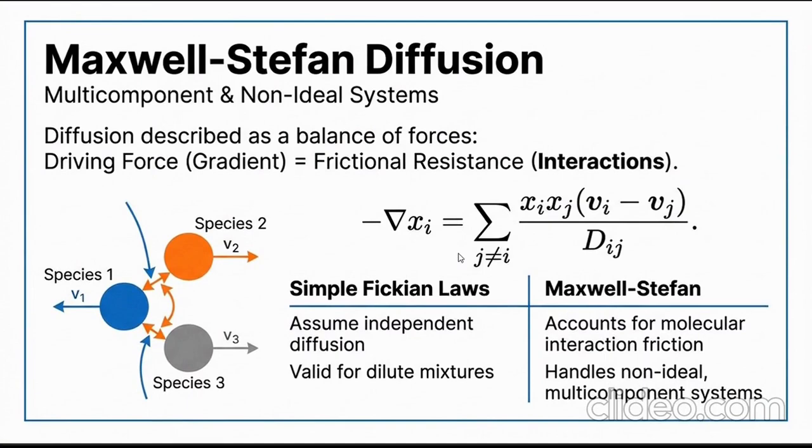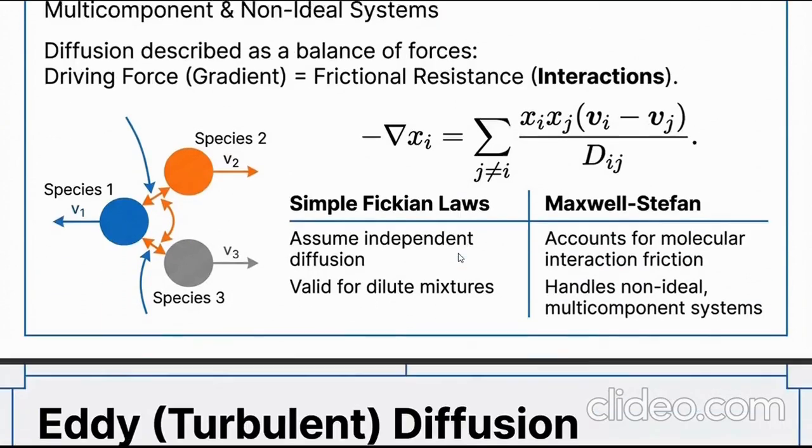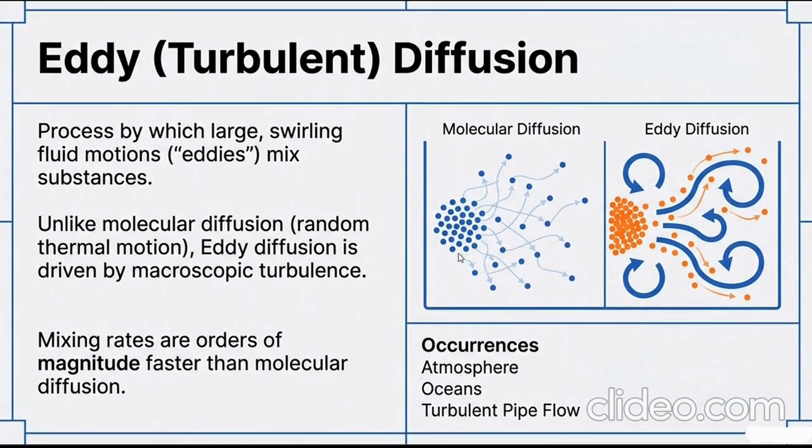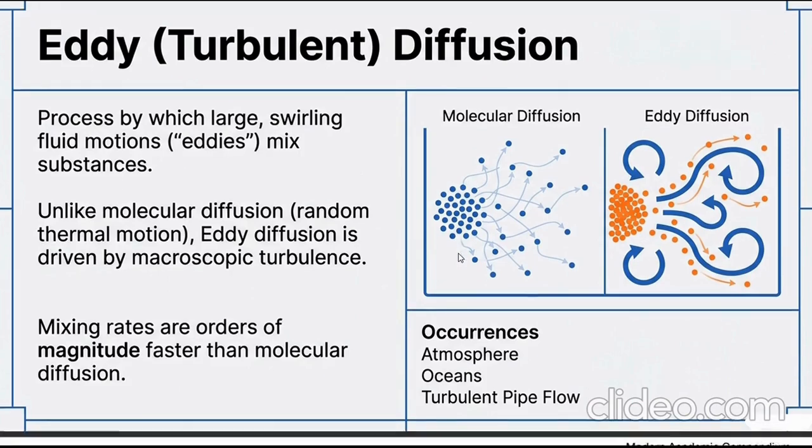Maxwell-Stefan diffusion. When dealing with complex mixtures or non-ideal systems, simple Fick's law isn't enough. The Maxwell-Stefan approach treats diffusion as a balance between the driving force and the frictional resistance between different molecules. Eddy turbulent diffusion. In real world, like ocean or pipes, turbulence does the heavy lifting. Eddy diffusion uses swirling fluid motion to move substance orders of magnitude faster than random molecular motion ever could.